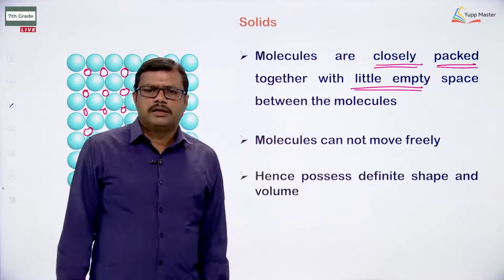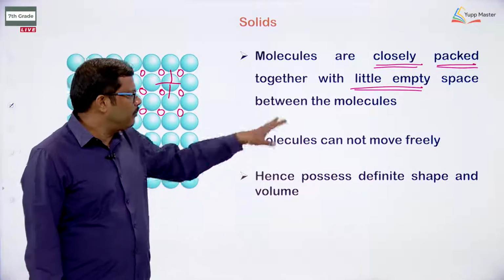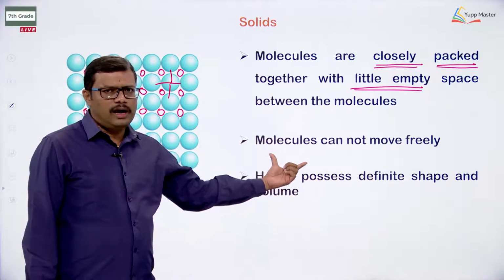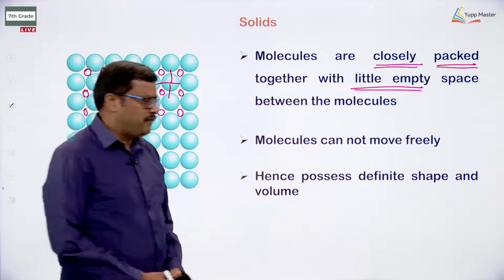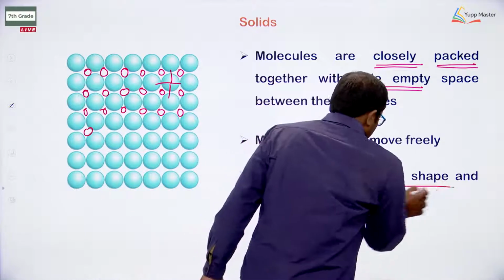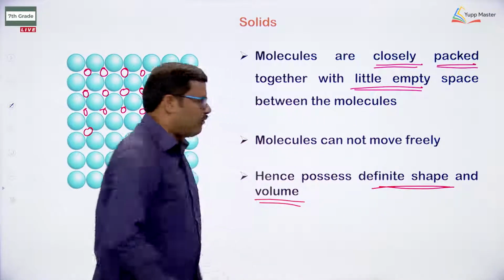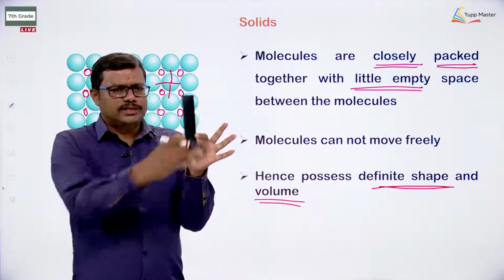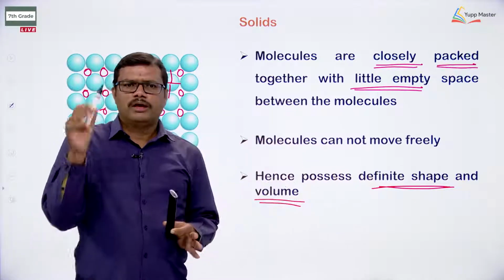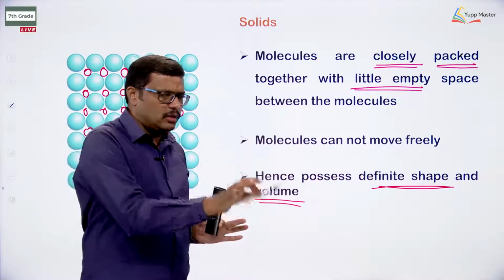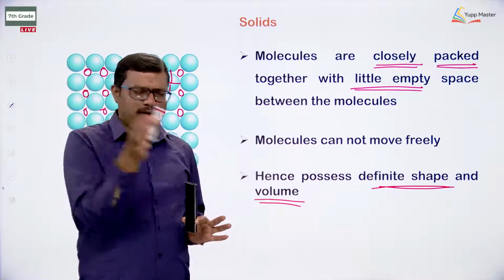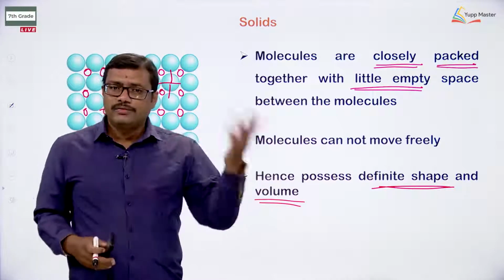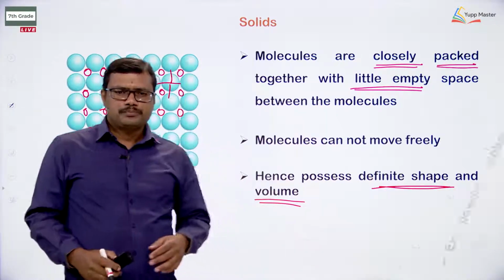Hence, because of the arrangement and little space between the particles, and since they cannot move, they are going to possess definite shape. They will have a particular shape and they are going to have some volume. For example, if I take this remote, it has a particular shape and it is going to occupy some volume. If I take this pen, it has a particular shape and it is going to occupy some space. So, it has a definite shape as well as definite volume.